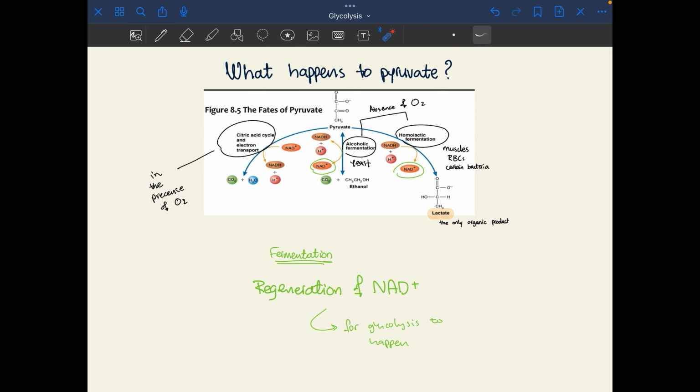Okay. So what happens to pyruvate? Basically it depends where it is. For example, if we have an aerobic environment, it will proceed to the citric acid cycle and electron transport. If the environment is anaerobic, it's either alcoholic fermentation in the yeast and production of ethanol, or homolactic fermentation in muscles, red blood cells, and certain bacteria. So we will get lactate.